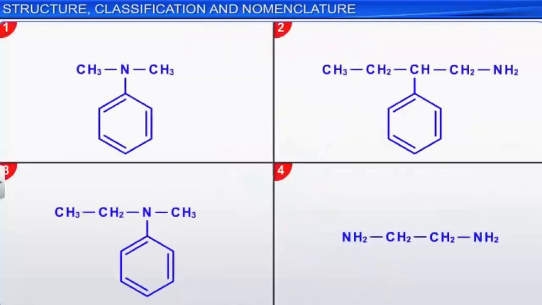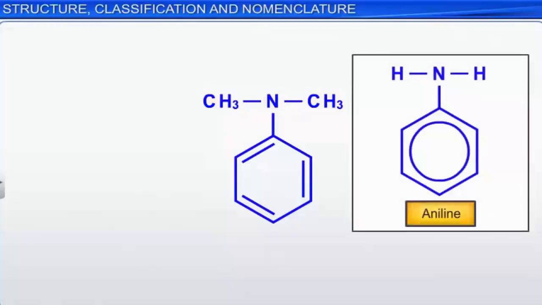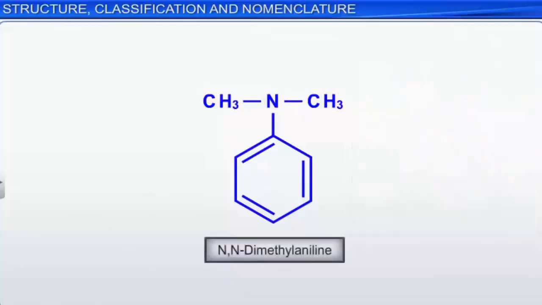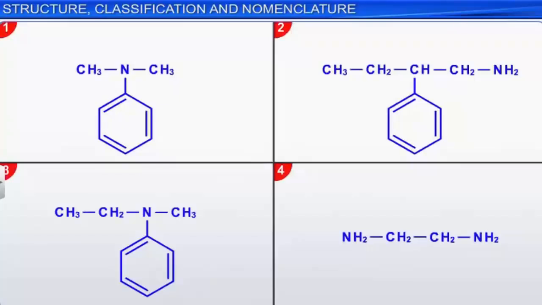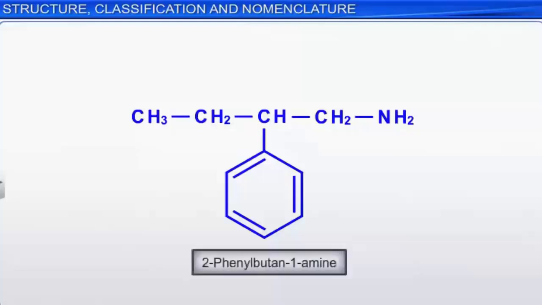In the first compound, since two methyl groups are present as side chains on the N atom and the main compound is aniline, the compound can be named N,N-dimethylaniline. In the second structure, an NH2 group is attached to an alkyl group and a benzene ring is present as a side chain. Therefore, the compound can be named 2-phenylbutan-1-amine.